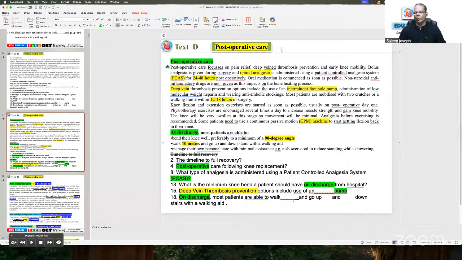Most patients are able to walk, dash, and go up and down stairs with a walking aid. Are able to walk 10 meters. Walk definitely means a distance, right? So you have to look for some measurements, some numbers. So you have 10 meters here. On discharge means you have to come only here. When you have post-operative or synonymous expressions, you have to land here immediately.